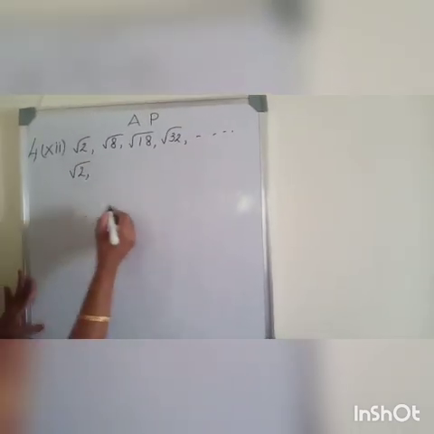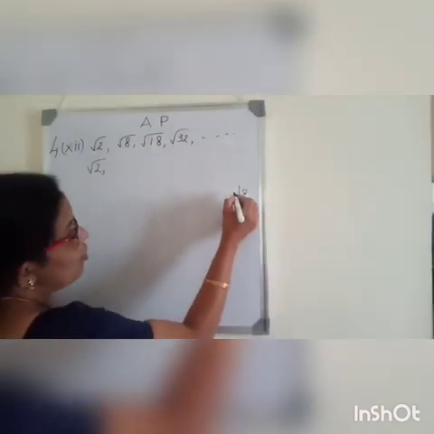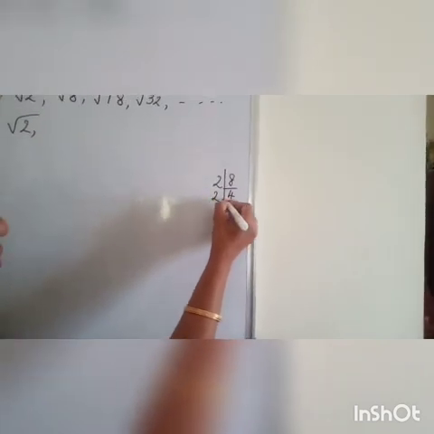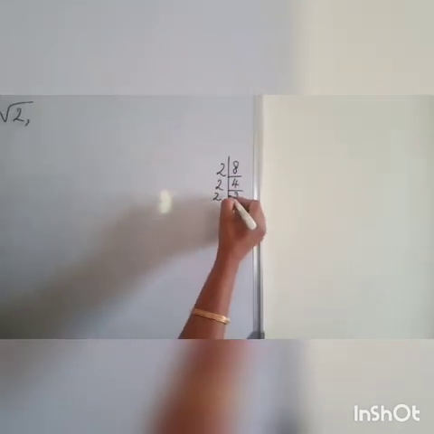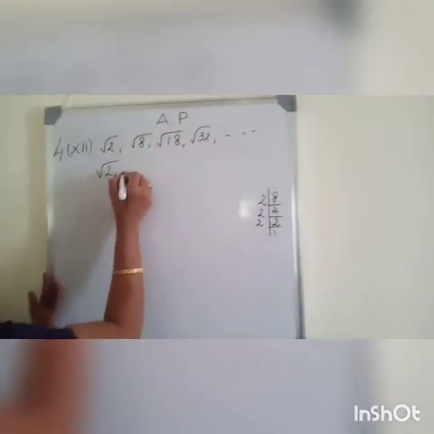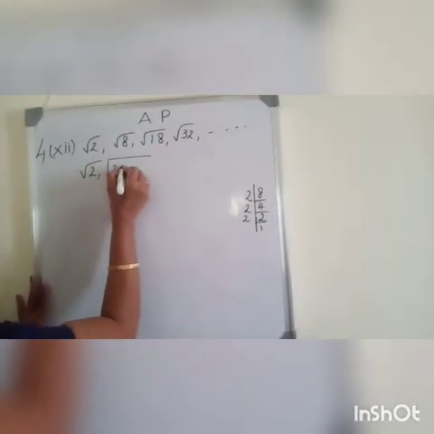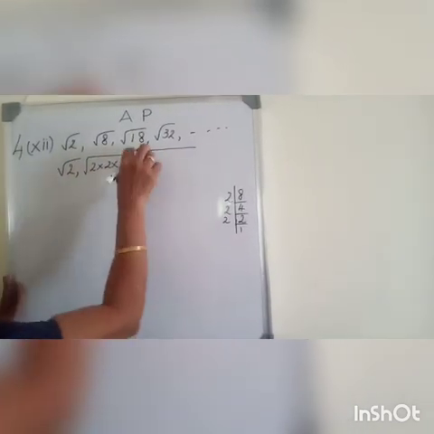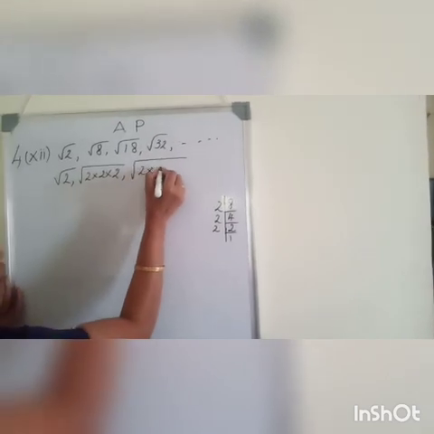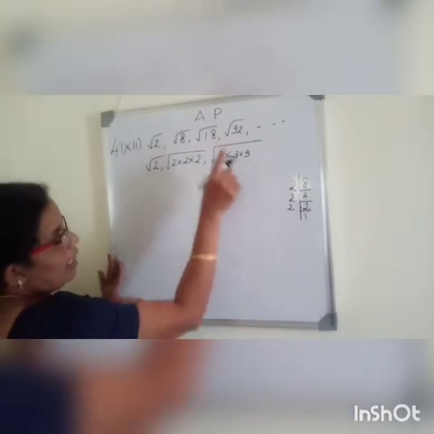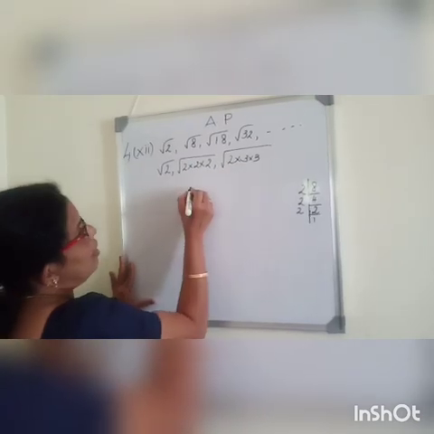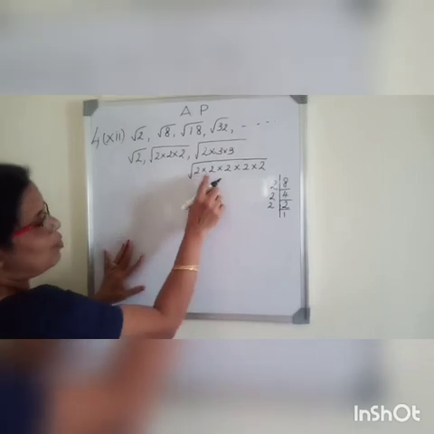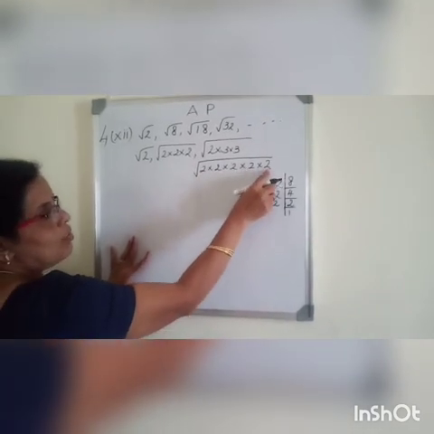Root 8 can be written using prime factorization, as you know how to factorize. 2 4s are 8, 2 2s are 4. So here we will get 1. So root 8 can be written as root of 2 into 2 into 2. Similarly, root 18 can be written as root of 2 into 3 into 3. Root 32 is 2 into 2 into 2 into 2 into 2. When you multiply five 2's, you will get 32. 2 2's are 4, 4 2's are 8, 8 2's are 16, 16 2's are 32.